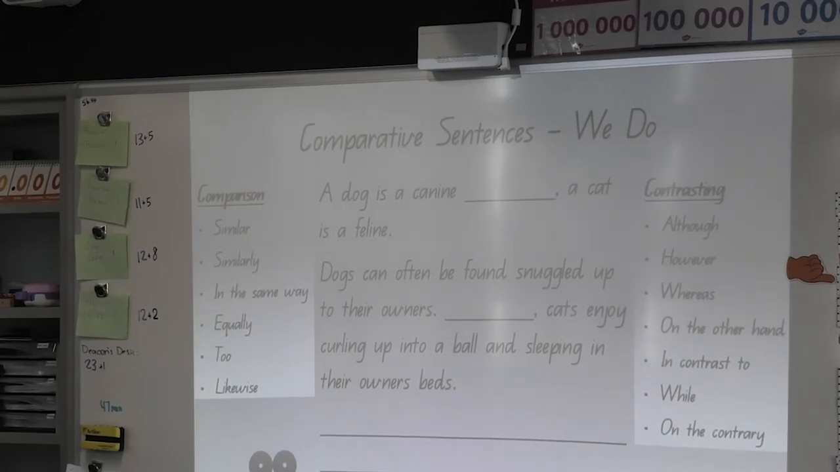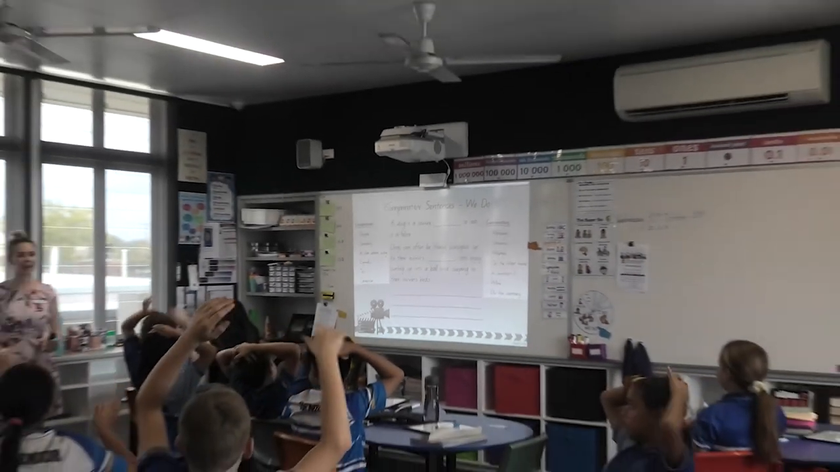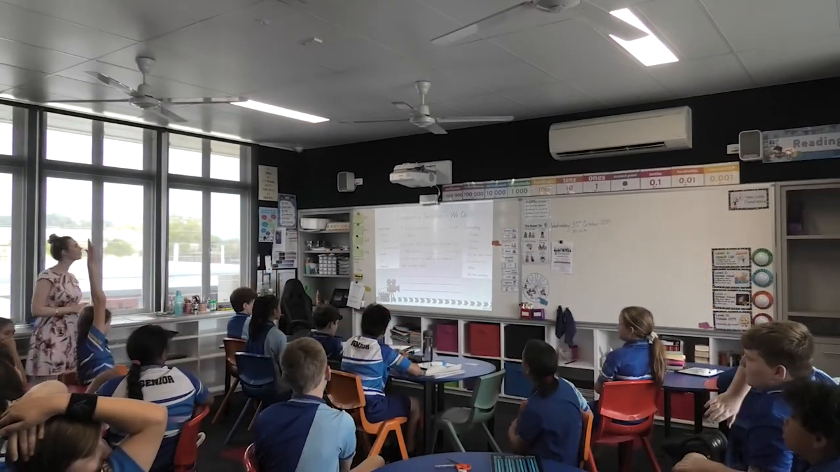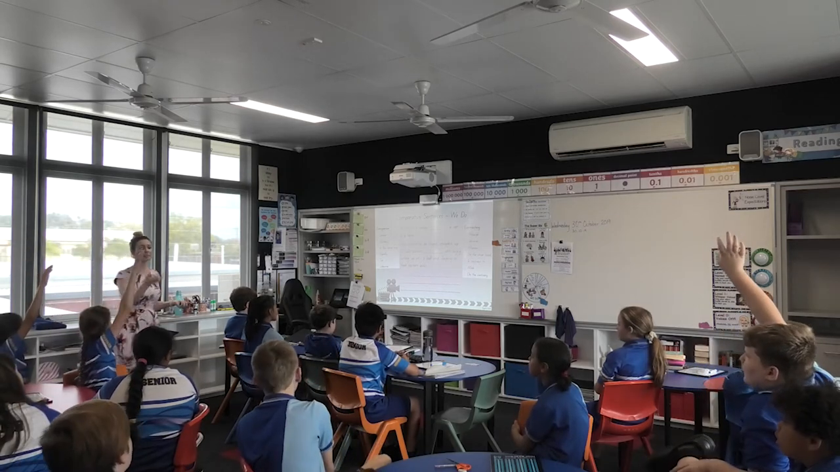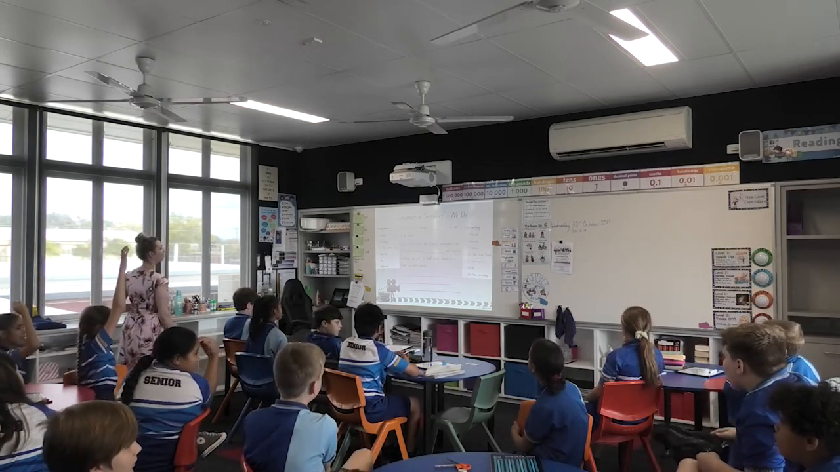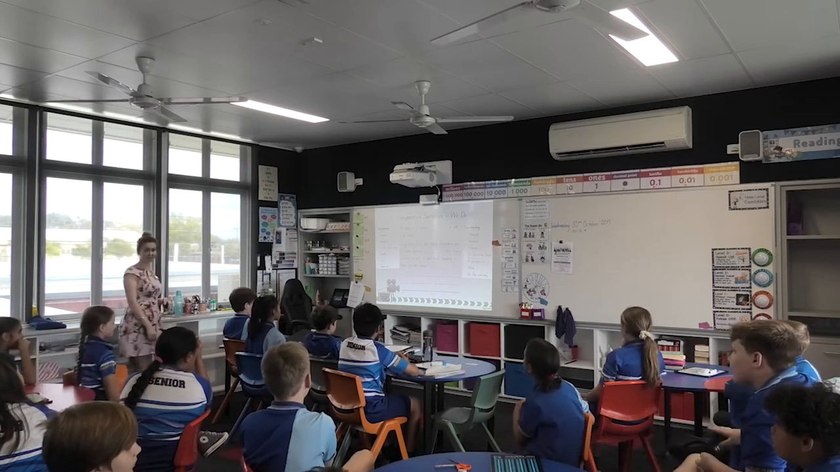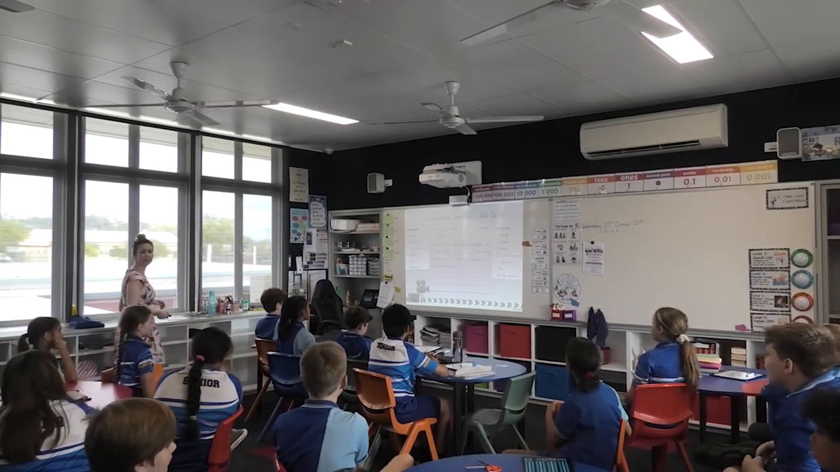Alright, stop. Collaborate and listen. Hands can come off your head. What did you share, Phoenix? A dog is a canine, whereas a cat is a feline. Does that work? Yes. What did you have? A dog is a canine, however, a cat is a feline. Does that make sense? Yes. Well done. Anyone have anything different?